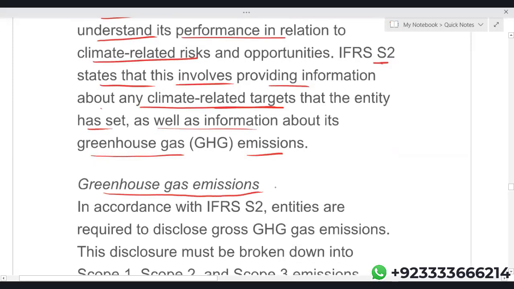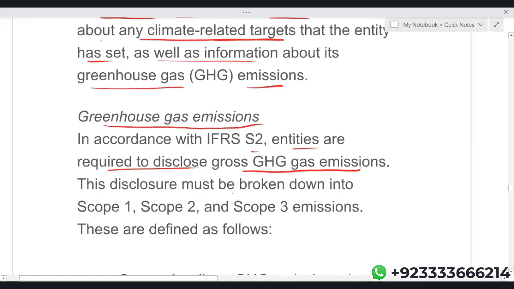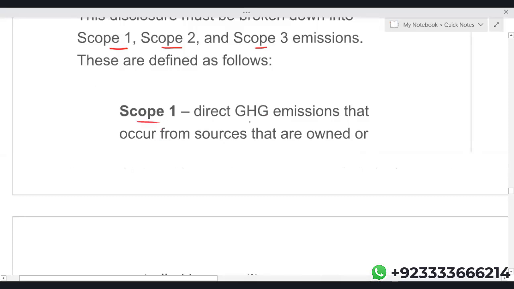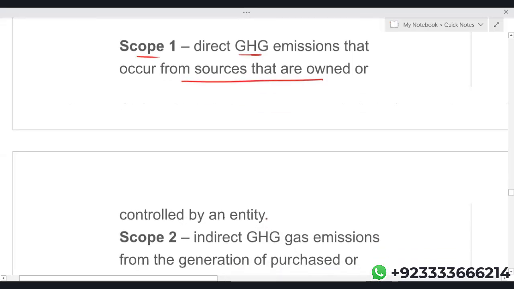In accordance with S2, entities are required to disclose gross greenhouse gas emissions. For example, you need to give us the information about your CO2 emissions. And there are other gases like that also. This disclosure must be broken down into scope 1, scope 2, and scope 3. Let's see. Scope 1: direct greenhouse gas emissions that occur from sources that are owned or controlled by an entity.